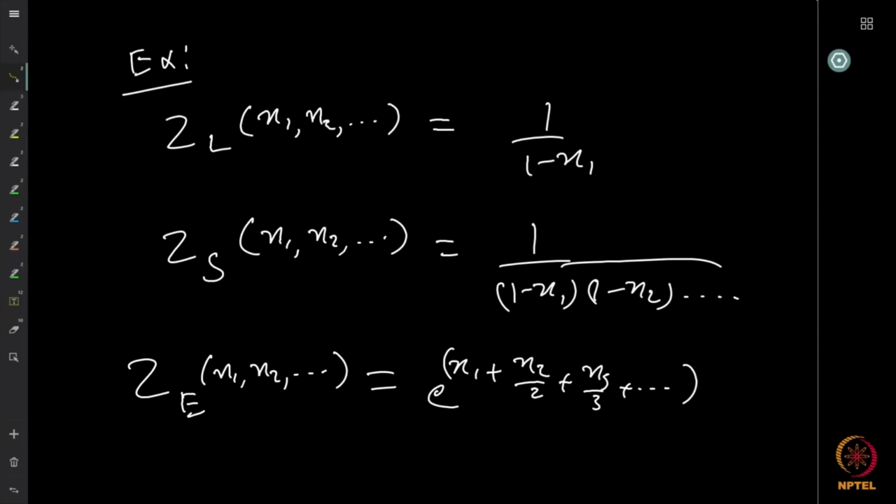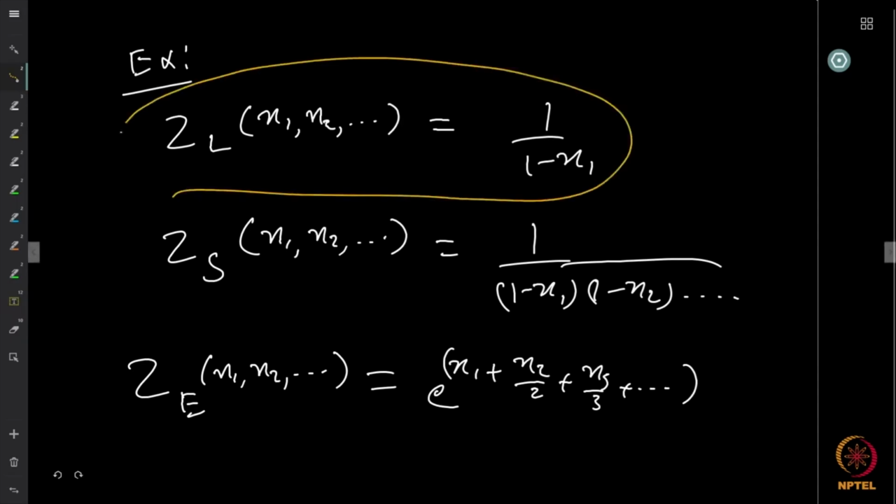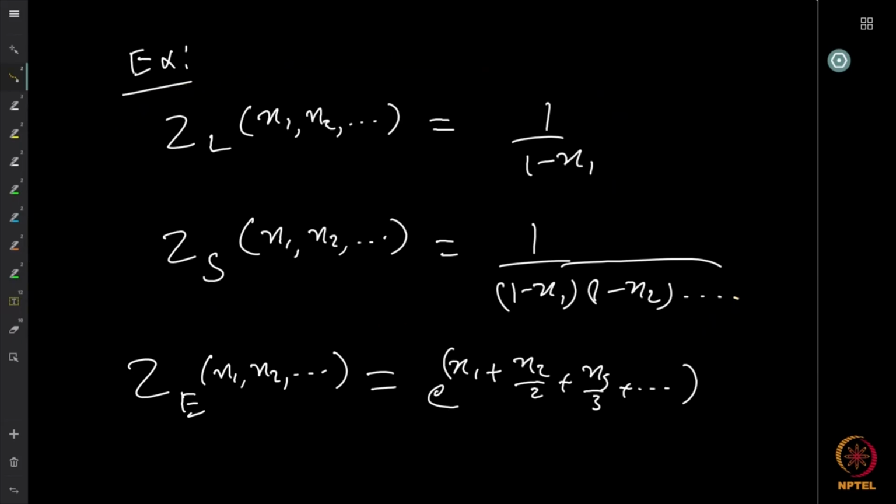Now, here are some examples I am going to give. I am not going to go into details of how we obtained this. It takes a lot of time to explain many of these things, but you should be able to work out the details for at least some of these examples. As homework, you can try to figure out why they are the same.